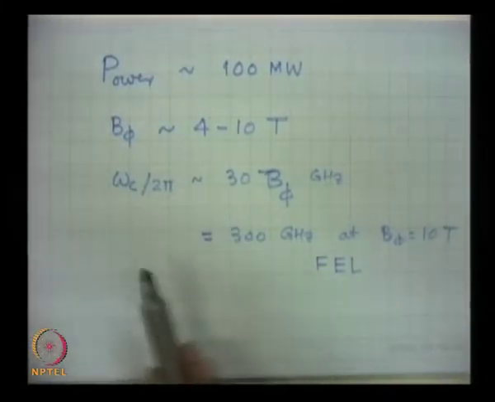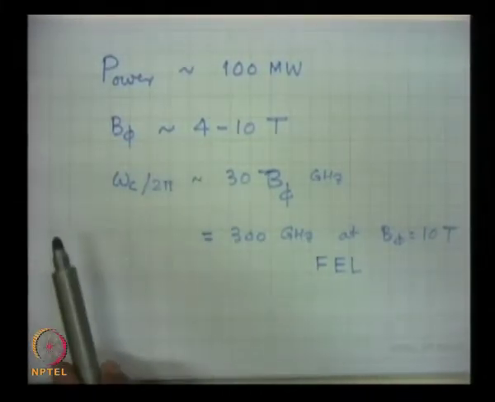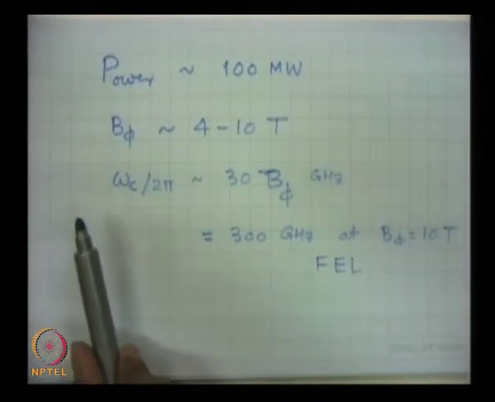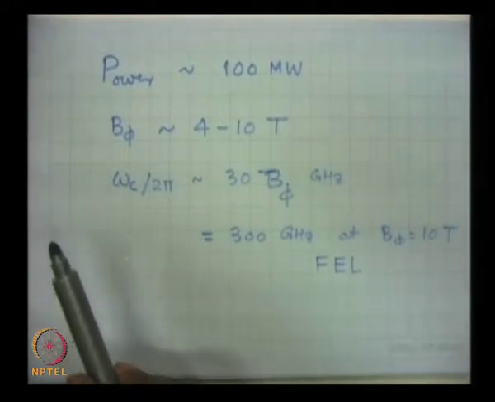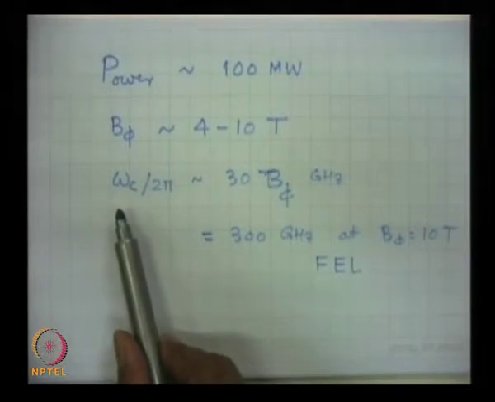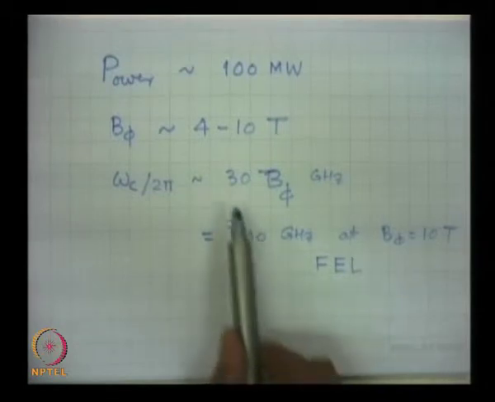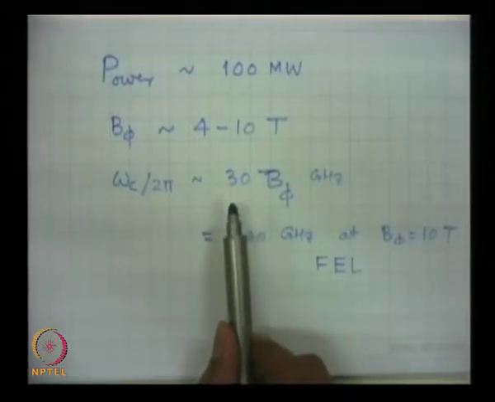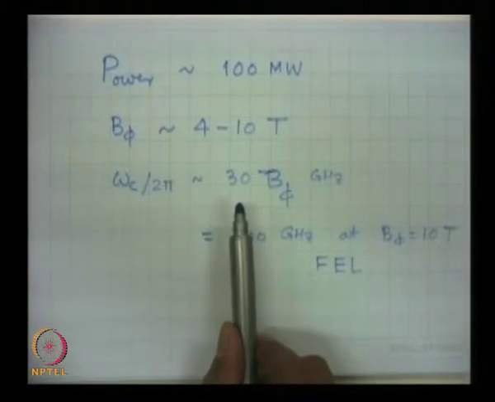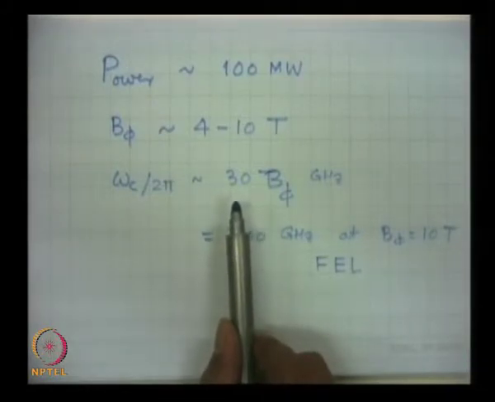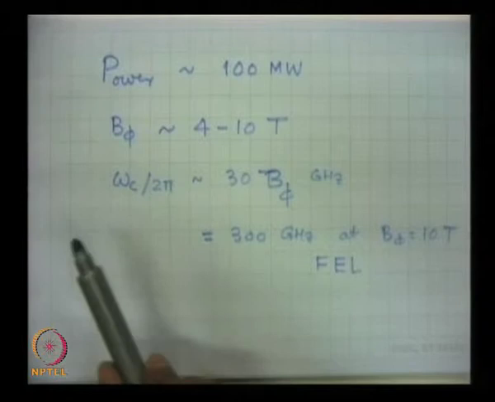But if you are operating a tokamak at 4 Tesla magnetic field, and if you want to use electron cyclotron resonance, or waves of frequency close to the electron cyclotron frequency, then one should aim at frequencies around 120 gigahertz. Some gyrotrons can operate at those frequencies, and the efficiency of the gyrotron is also quite high. So, I think we have reasonably efficient sources of power at electron cyclotron resonant frequency.